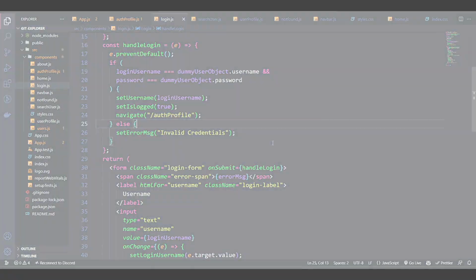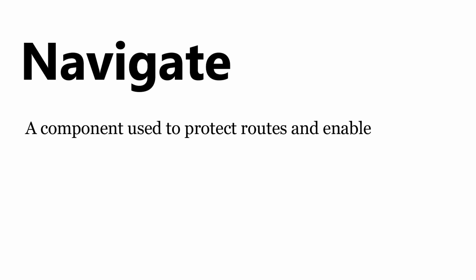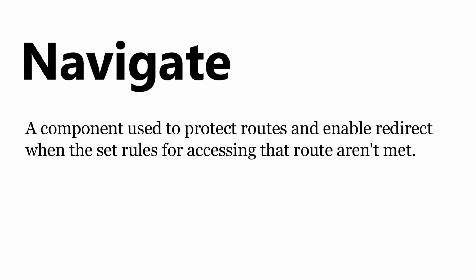All right. So React Router offers a component called Navigate. This is different from the useNavigate hook. The Navigate component prevents a page from showing up and redirects to another page based on our application logic. Let's see how that works.